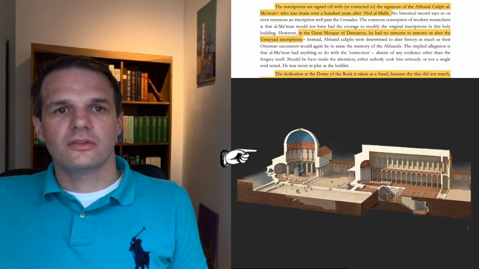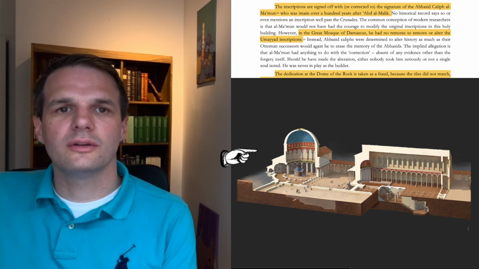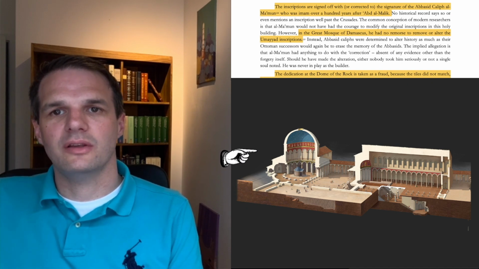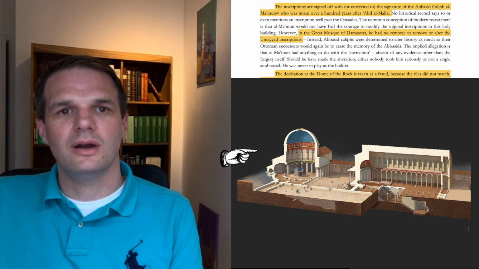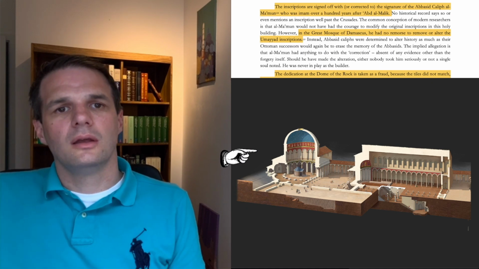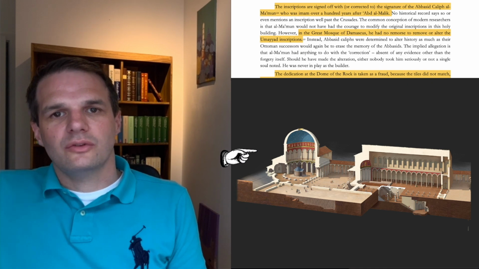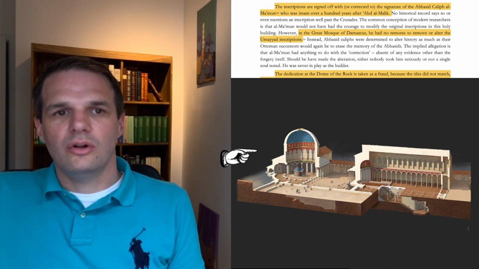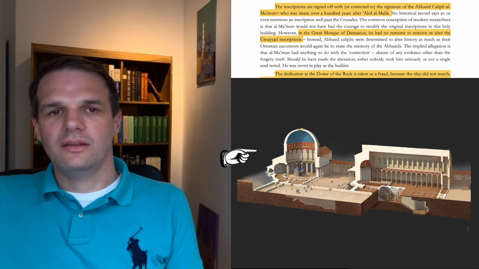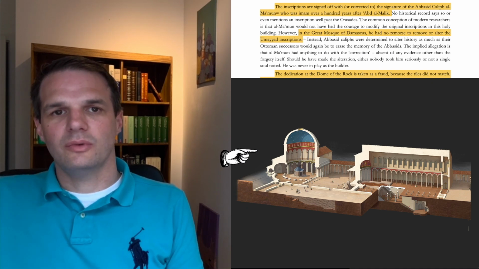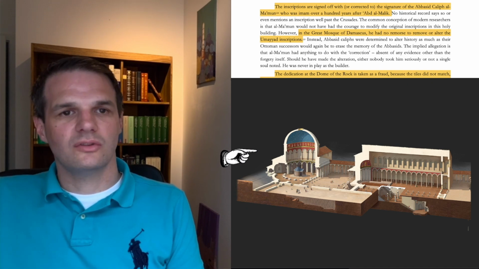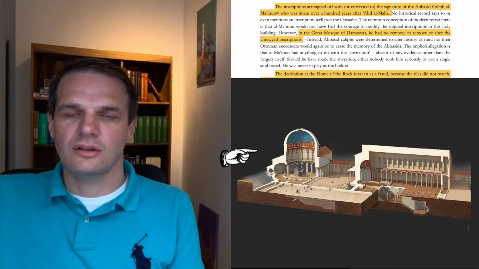The inscriptions, so now we're talking about the inscriptions in the Dome of the Rock, are signed off with or corrected to the signature of the Abbasid Caliph al-Mamun, who was Imam over 100 years after al-Malik. True. In the Great Mosque of Damascus, he had no remorse to remove or alter the Umayyad inscriptions. Also true. So the Abbasids, they did replace Umayyad names and removed inscriptions. They destroyed their temples and desecrated their graves.